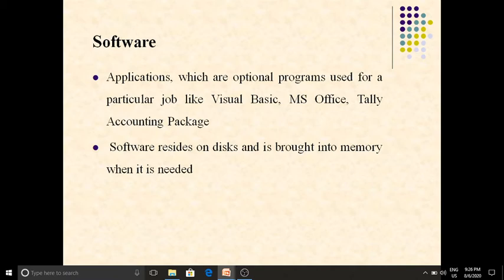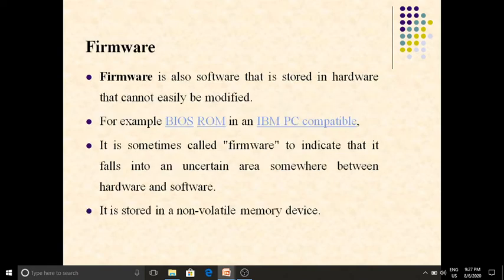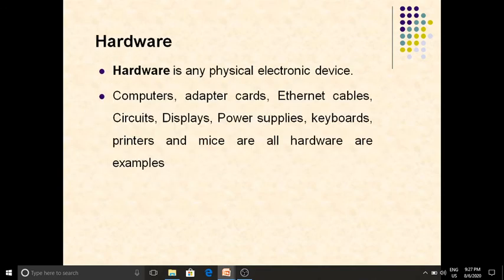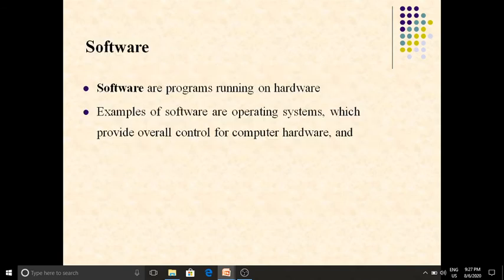Okay, students. Next, what is software? Software resides on the disk and is brought into memory when it is needed. So these are the points we were discussing about software. Now let us proceed to the next slide, where we were discussing what is hardware and what is software.